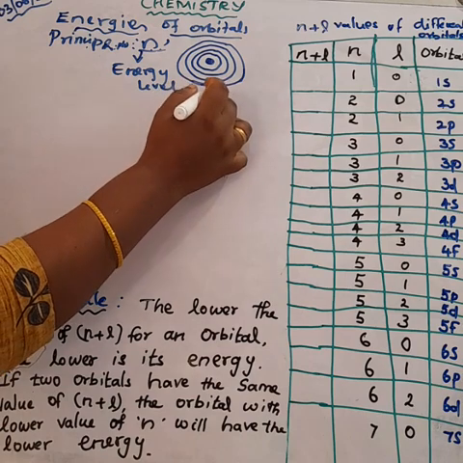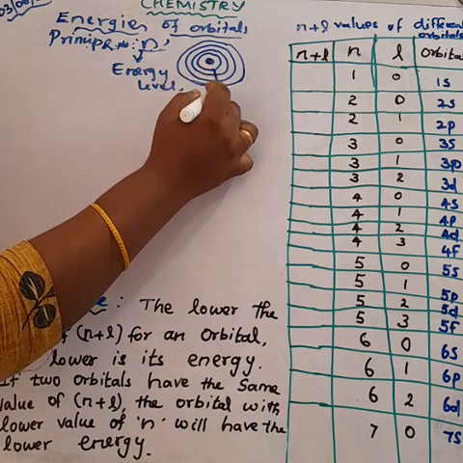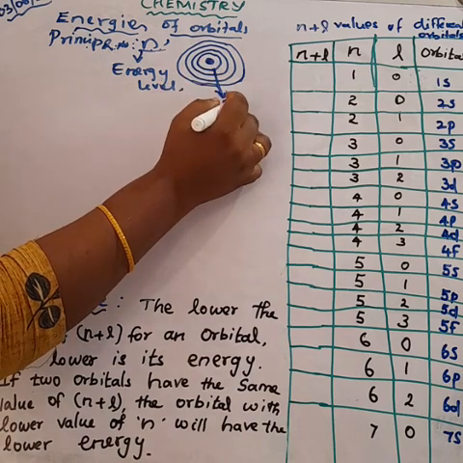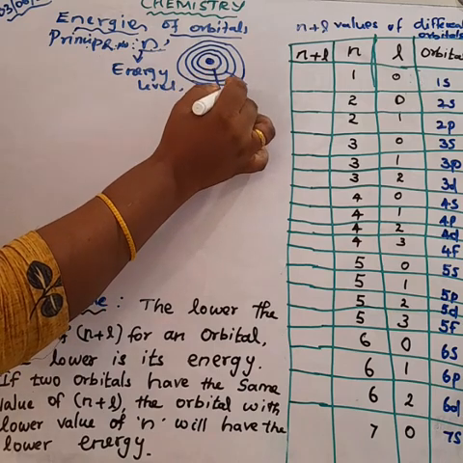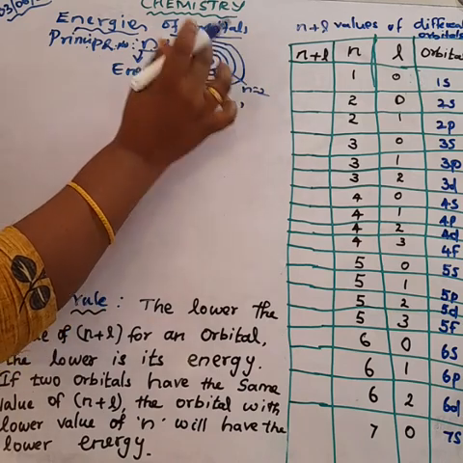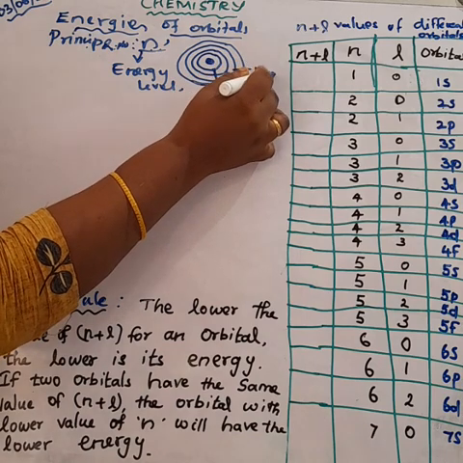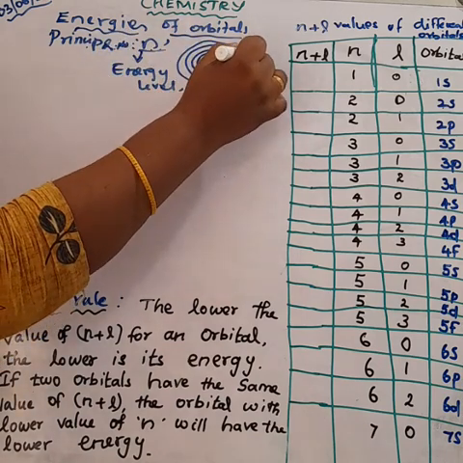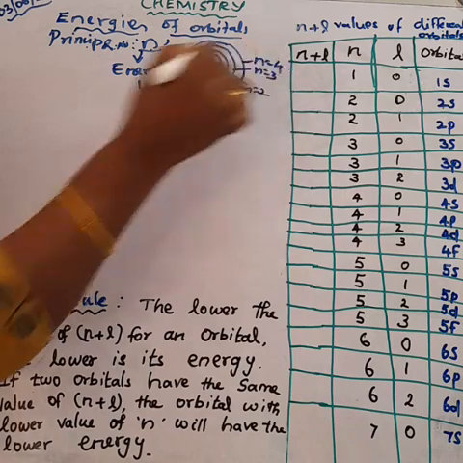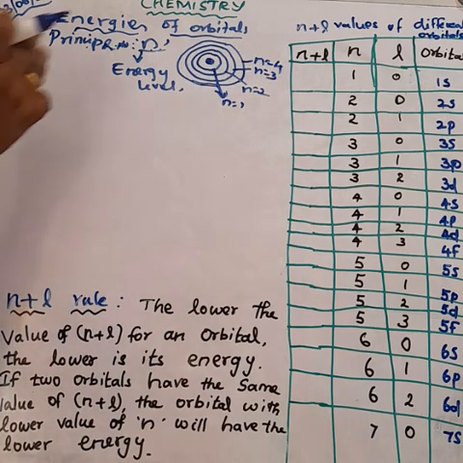When n is equal to 1, it means the first shell, the first energy level. n is equal to 2 means the second energy level. n is equal to 3 means the third shell, that is the third energy level. And n is equal to 4 means the fourth shell or fourth energy level. These are the various energy levels.